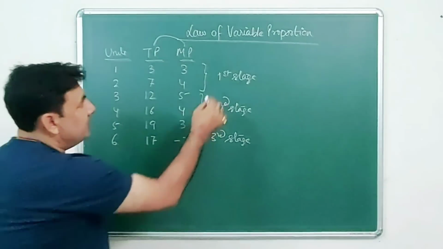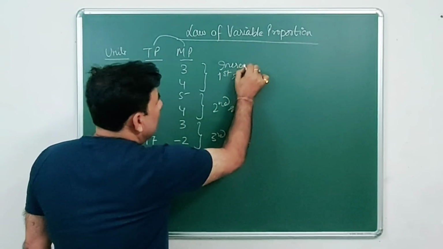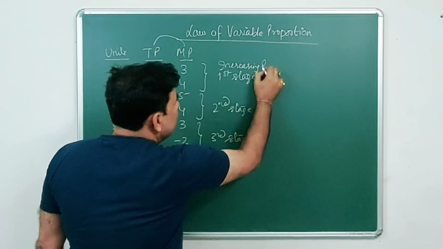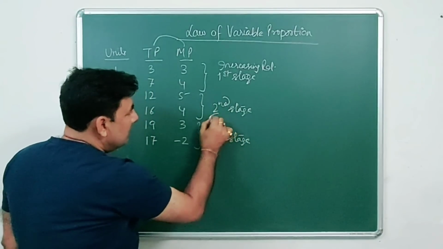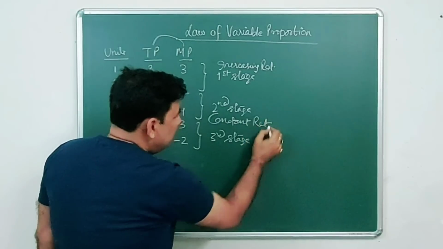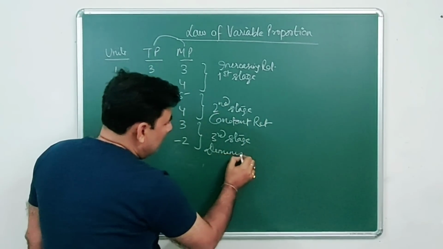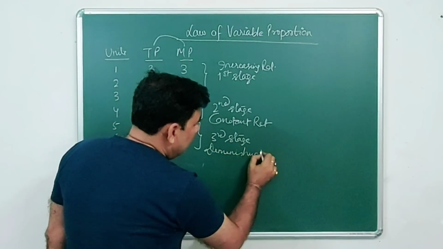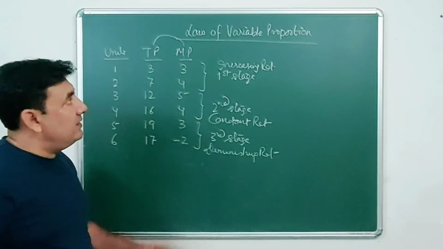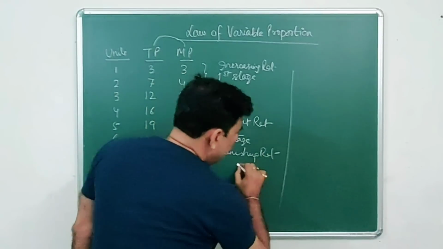And this first stage is called increasing returns. The second stage is called constant returns, and the last stage is called diminishing returns. So there are three stages of this law, and we can also represent this on a graph paper.